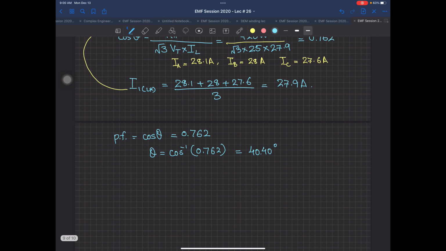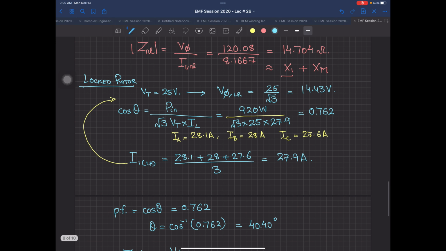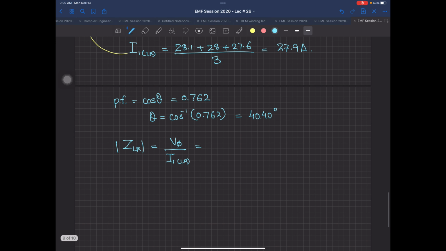This is very important. Now you have ZLR. So what will ZLR be equal to? This will be equal to V phase divided by I1. V phase is 14.43, divided by 27.9. The answer is 0.517. This will be in ohms actually.